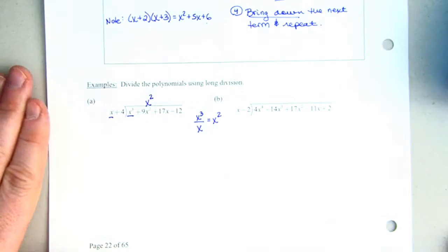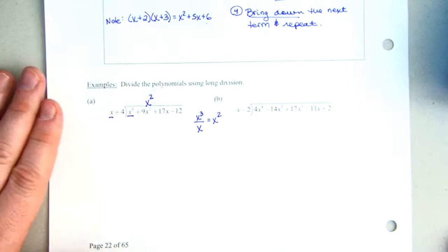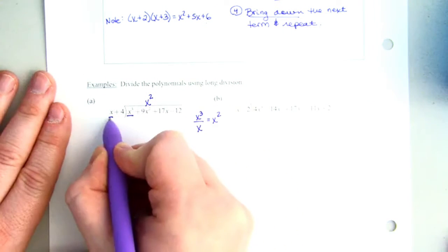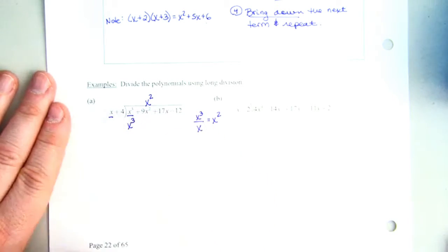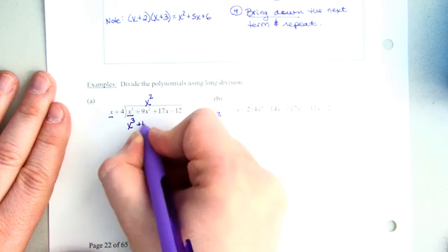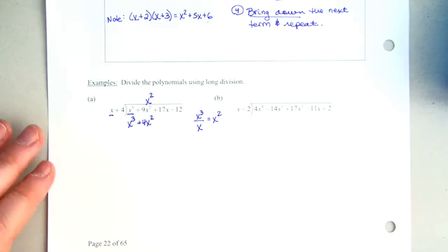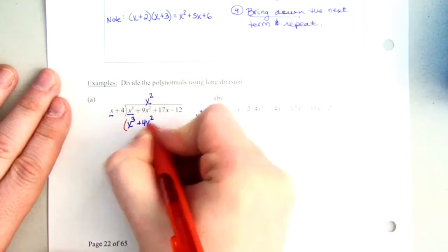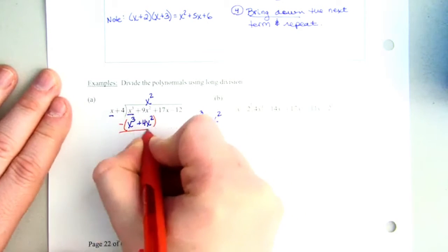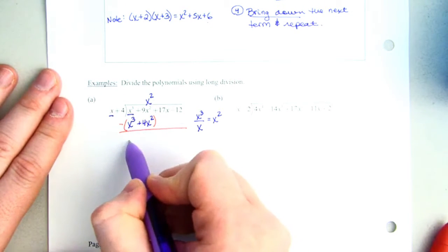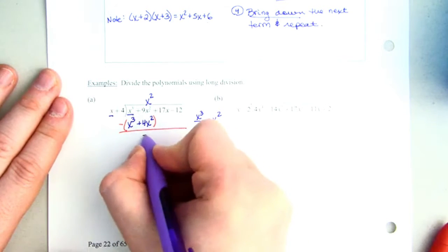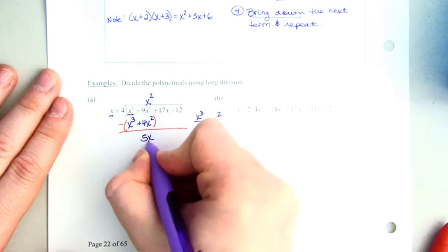I've divided. Now I'm going to multiply. You need to multiply x squared times both of those things out front. X squared times x is x cubed. X squared times 4 is 4x squared. We've divided. Now we've multiplied. I'm going to put in parentheses, and I'm going to subtract. X cubed minus x cubed, gone. 9x squared minus 4x squared, 5x squared.